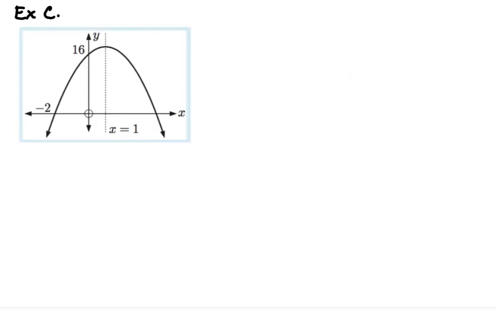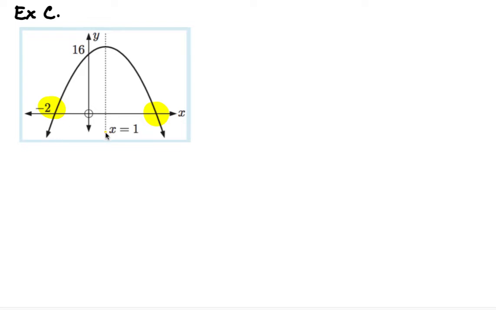In our third example, we still have our intercepts, but this time they didn't identify our second intercept. All we know is we got one intercept at -2. Our second intercept is here, but we don't know the value. But they gave us something else. They gave us a hint to help us figure that out. They gave us the axis of symmetry.